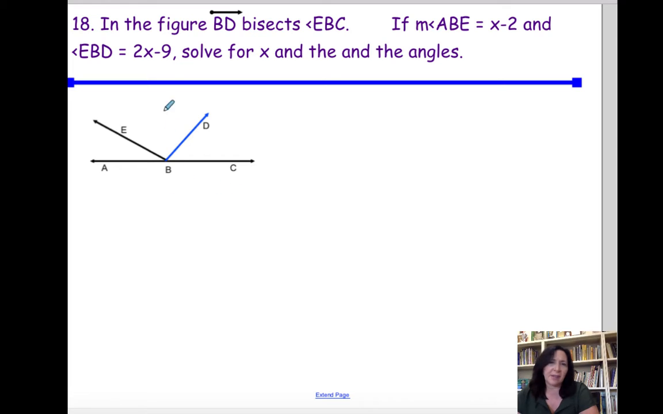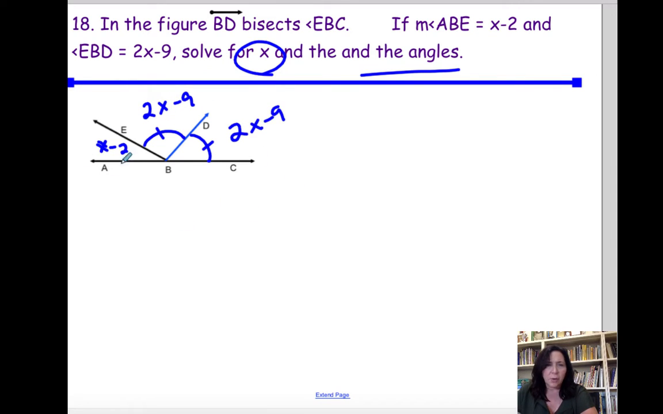The next question says, in this figure, BD bisects angle EBC. So we have BD, which means this angle here is congruent to this angle here. If the measure of angle ABE, this angle down here, is x minus 2, then angle EBD is 2x minus 9. Find x and the angles. I know these are the same angle, so they're both 2x minus 9. I also know that the sum of these angles, here plus here plus here, all add up to 180 degrees.